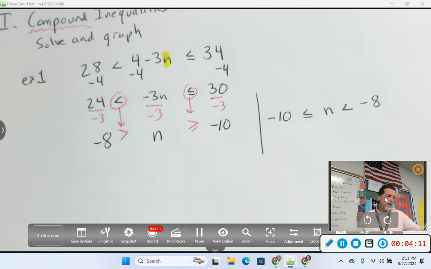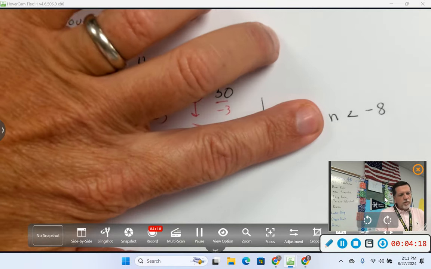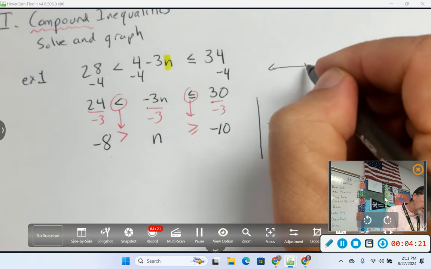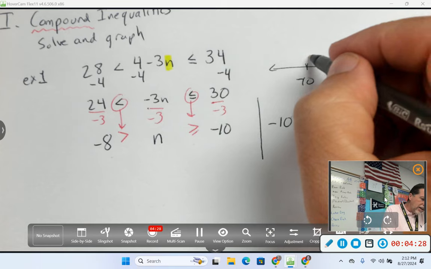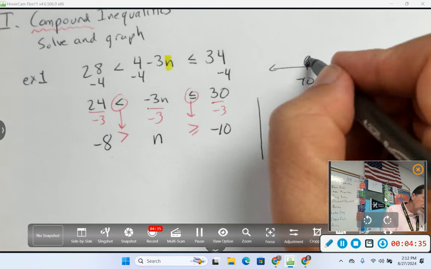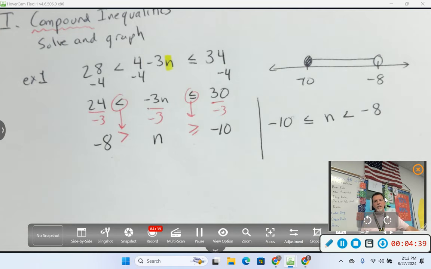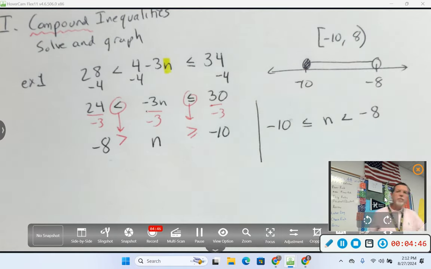Solve, yes, graph. Oh, I need to graph it. So I need n to be bigger than negative 10, but smaller than negative 8, which conveniently enough puts n in between negative 10 and negative 8. Careful with the circles, open and closed. Closed and open. And so there's my answer. We usually want it in interval notation, so let's go ahead and put that on there. All right, that's a compound inequality, sort of two inequalities sandwiched into one.